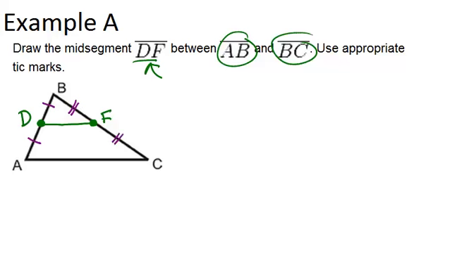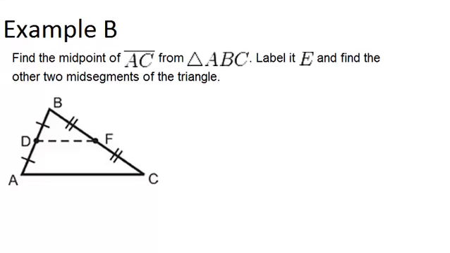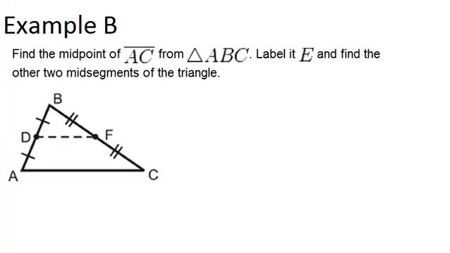All right, let's go to example B. Find the midpoint of AC from triangle ABC. So that's the triangle we were just working on. Label it E and find the other two midsegments of the triangle. So first, let's find the midpoint of AC. It looks to be approximately right here, and we're labeling it E. Now, draw in the other two midsegments. So that would be the segment DE and EF.